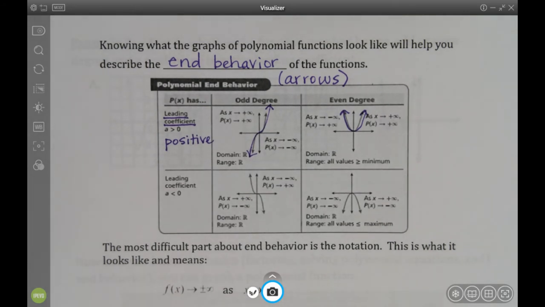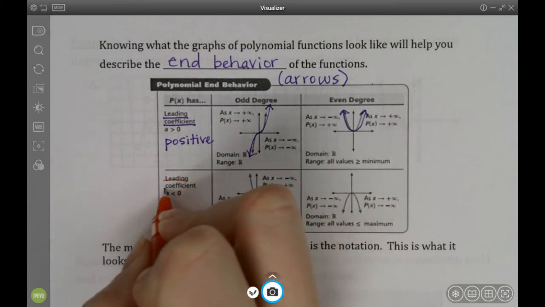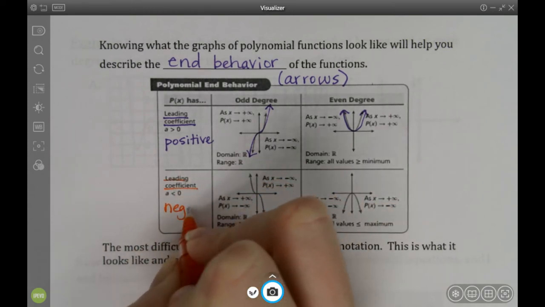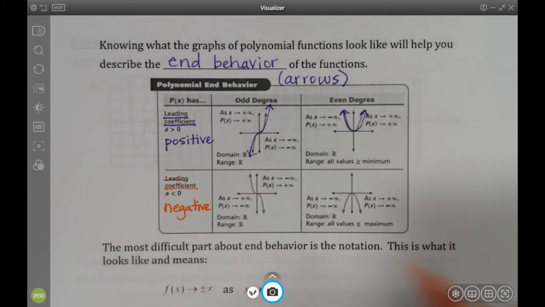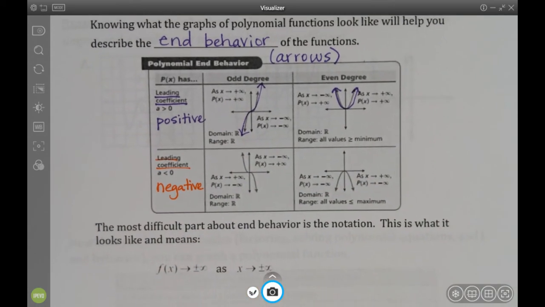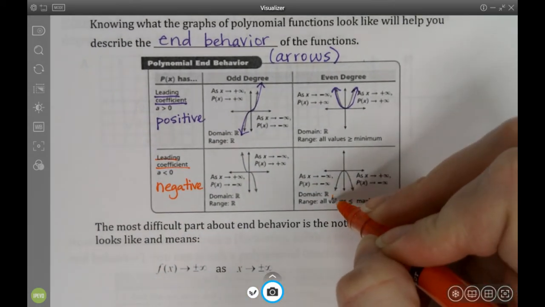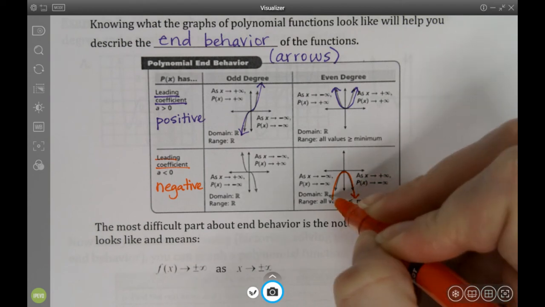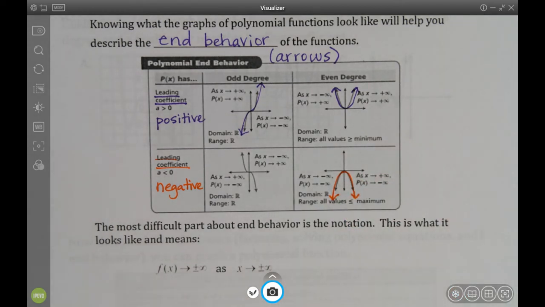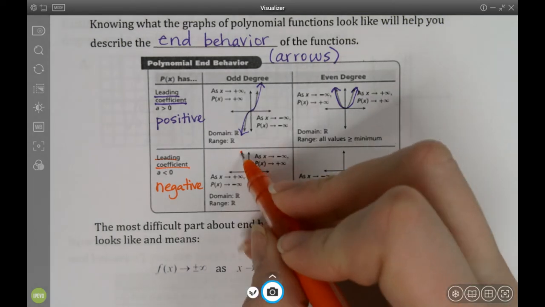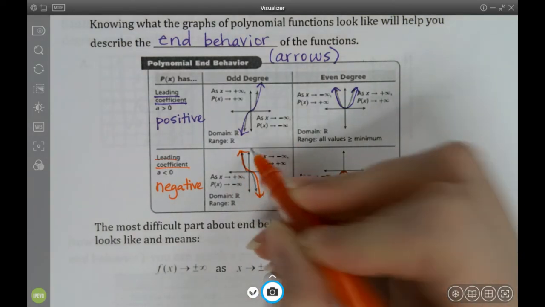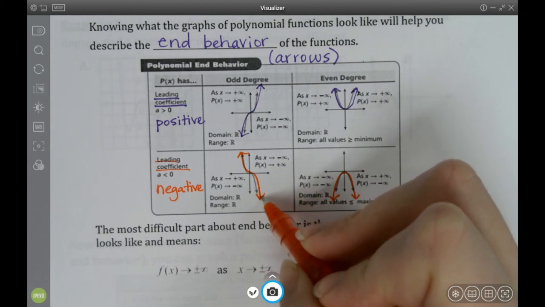If your leading coefficient, or the number in the very front, is negative, if it's an even degree, they're both going to point in the negative direction. If it's an odd degree, it's going to end up pointing in the negative direction. So to the right, it will point to the negative.